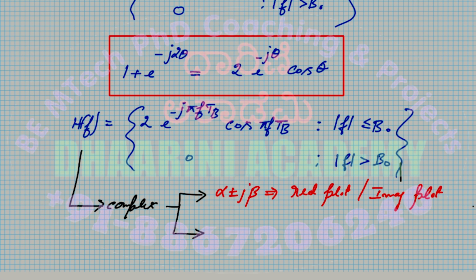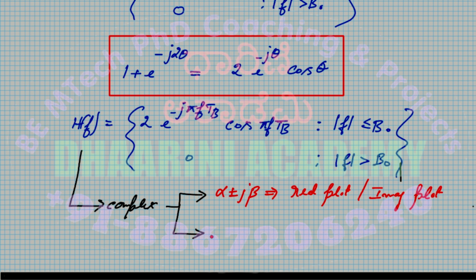What is the polar format notation? Recall, it is r into e to the power plus or minus j theta, right? I'll write simply, e to the power plus or minus j theta, where r is the magnitude and theta is the phase. So what you plot here, the first plot will be magnitude and the second plot will be the phase.